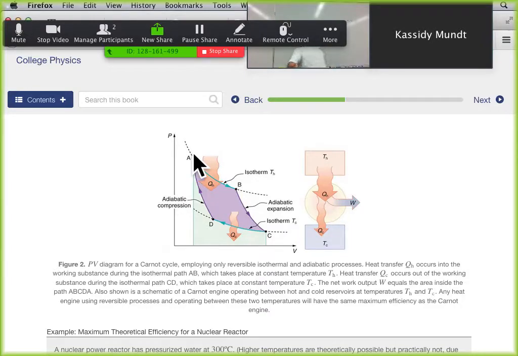So the Carnot cycle looks like this, with your volume here and your pressure here. You've got isothermal expansion going from this volume to this volume. It's expanding, and then you have an adiabatic expansion going from this volume out to this volume. And then you have an isothermal compression from here to here, and an adiabatic compression going from there to there.